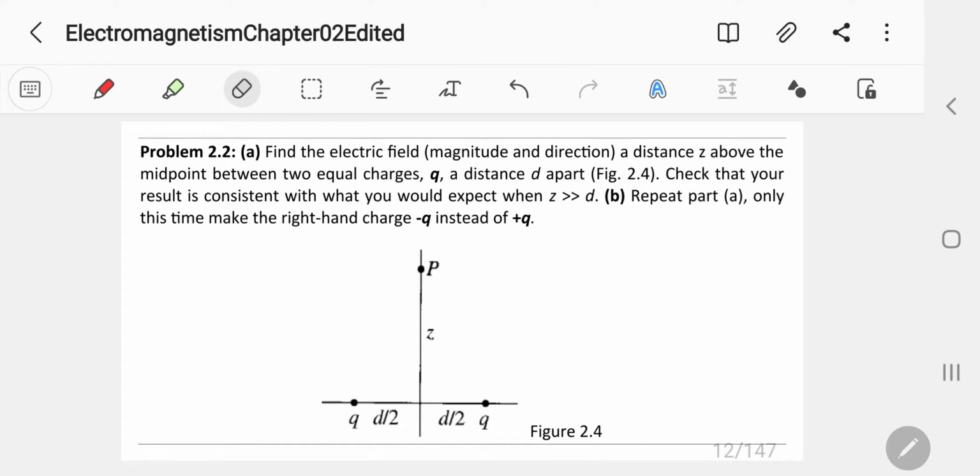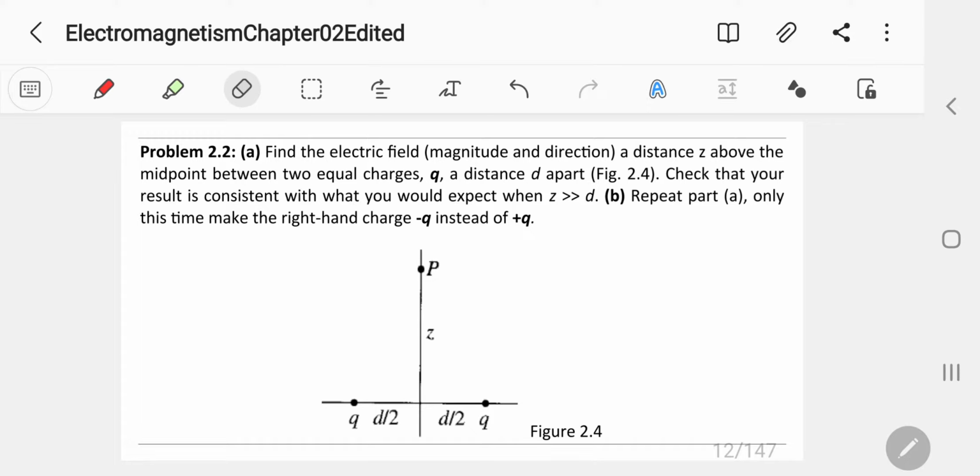So here in this problem, find the electric field magnitude and direction a distance z above the midpoint between two equal charges q, a distance d apart, as shown in the figure. Check that your result is consistent with what you expect when z is greater than d, and repeat part A, only this time make the right hand charge negative q instead of positive q.